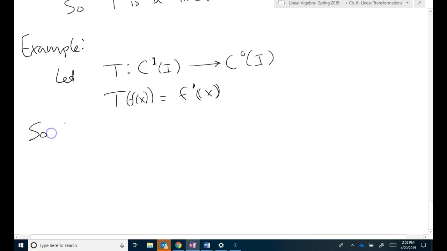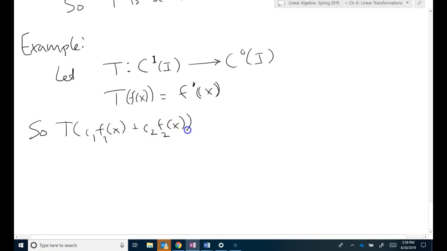So T of C1 F1 of X plus C2 F2 of X. So we've got two different functions multiplied by a scalar. This is going to then equal, if we take the derivative, the derivative of C1 F1 of X plus C2 F2 of X. Okay, there's that derivative.